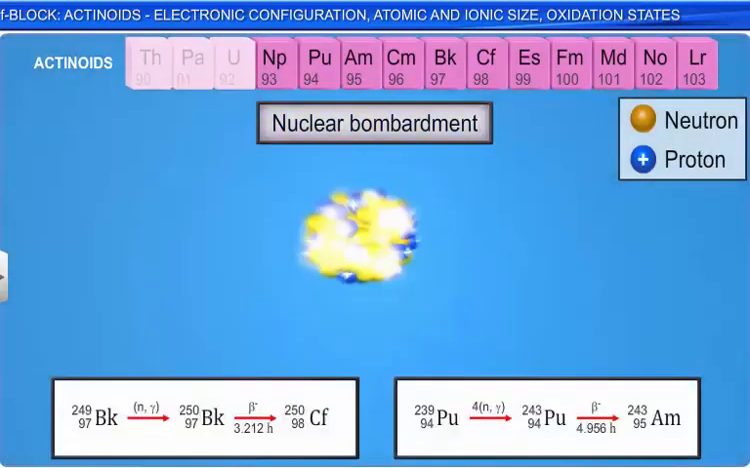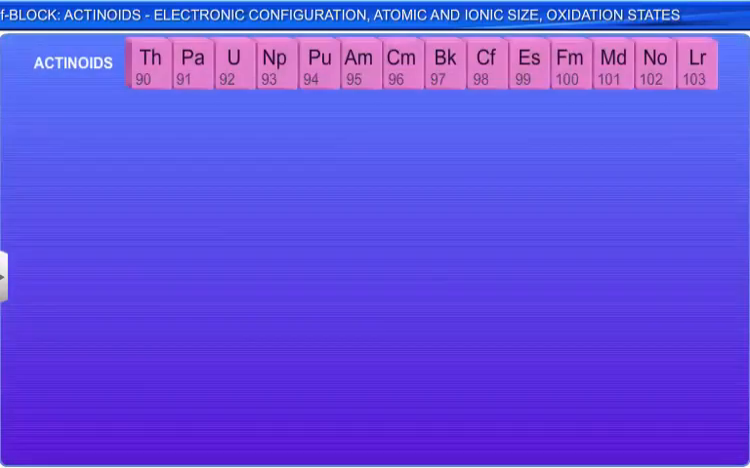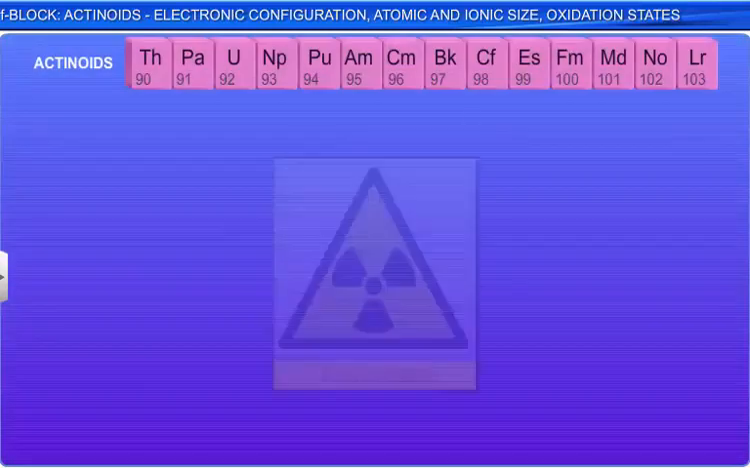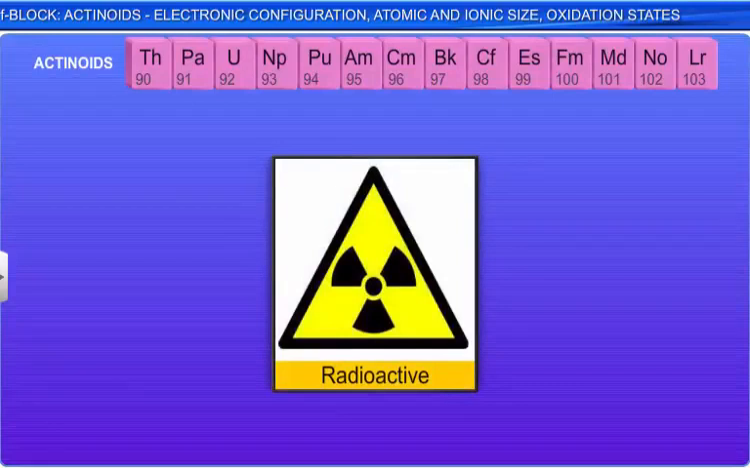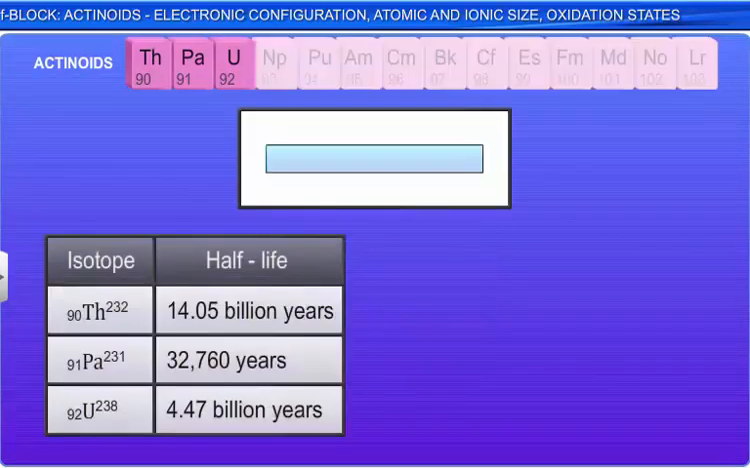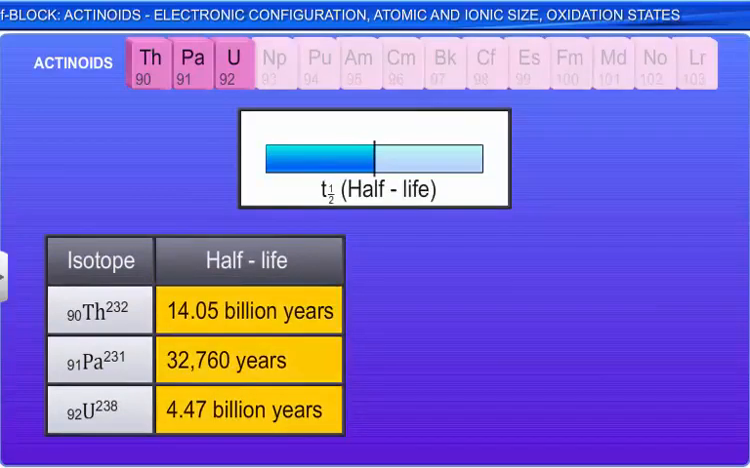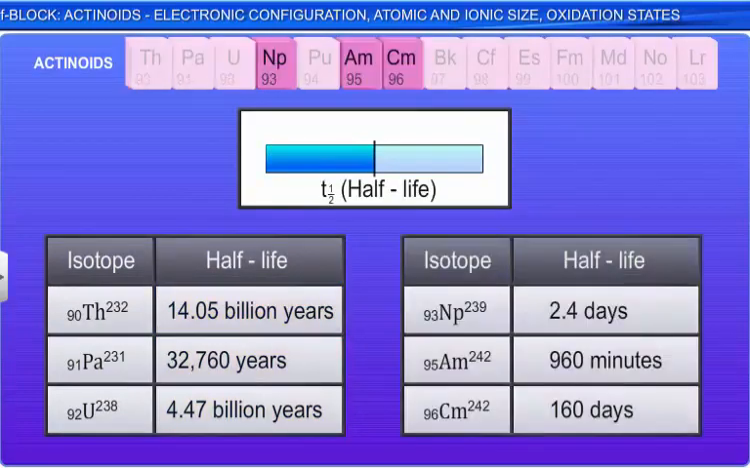All the actinoid elements are radioactive. The first few members have relatively long half-lives. However, the remaining members have half-lives ranging from a few days to a few minutes. Let's first look at the electronic configuration of these elements.